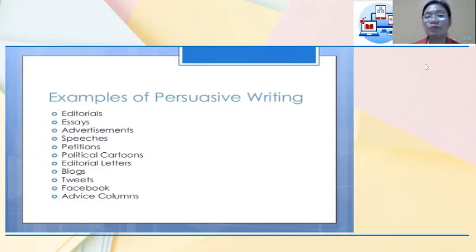Now, what are some of the examples of persuasive writing? So we have editorials, we have essays, advertisements, speeches delivered by speakers, petitions, advocacies, political cartoons, editorial letters, and on social media, like on the different blogs, tweets, Facebook, and advice columns.